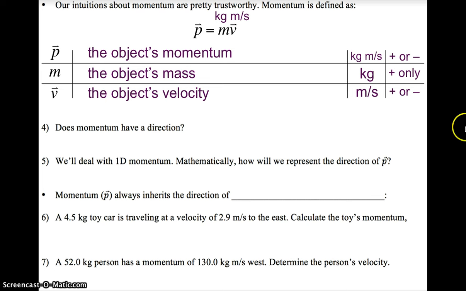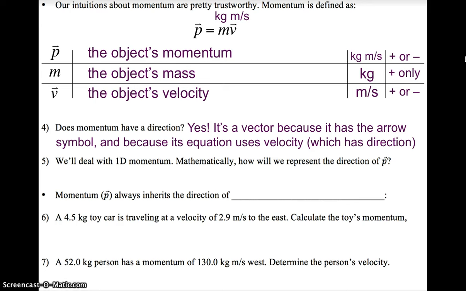So does momentum have a direction? Well, yeah, we know it does. It's a vector, so it has direction. We know that because of the arrow here, and also because the equation uses velocity, and velocity has direction. So we've already answered number 5. Take a moment to answer that question.